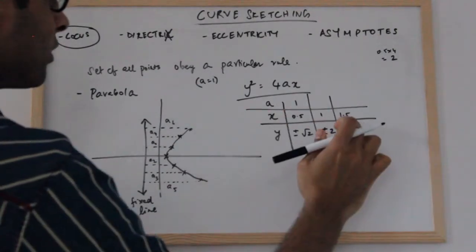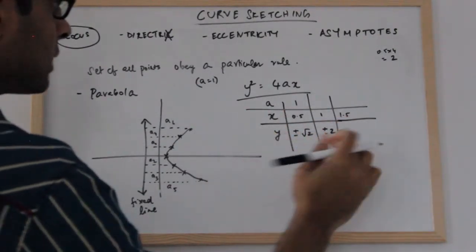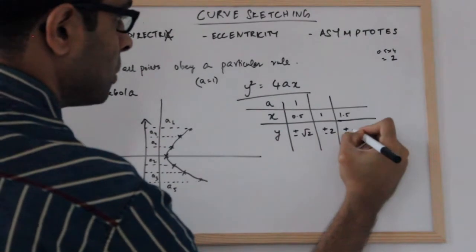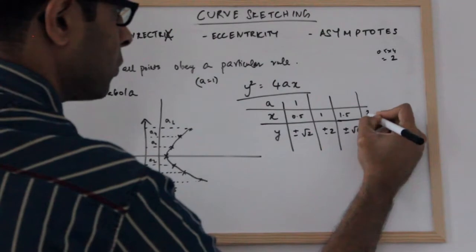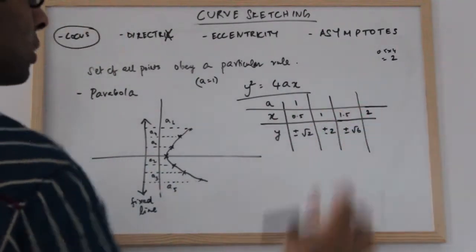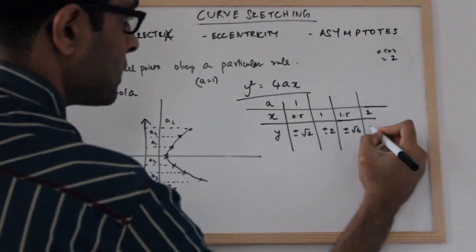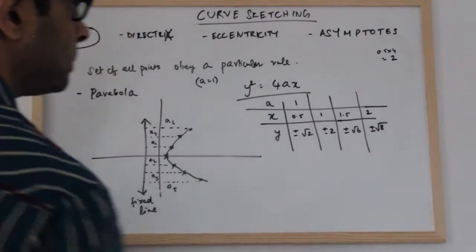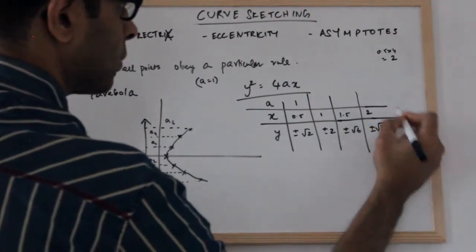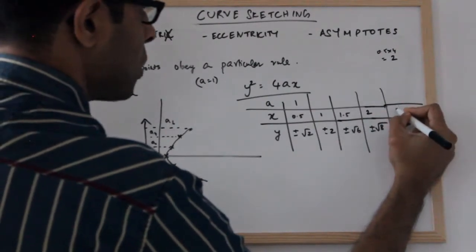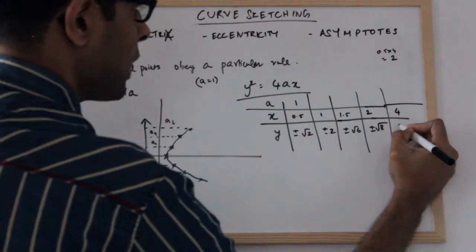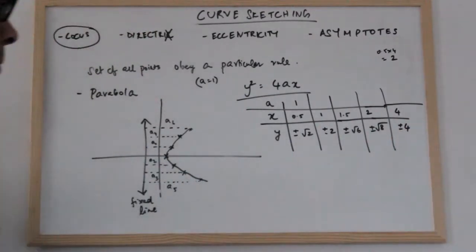If x is 1.5, y is plus or minus root 6. If x is 2, y is plus or minus root 8. And so on, with, if x is 4, y is plus or minus 4. So let's actually plot a parabola now.